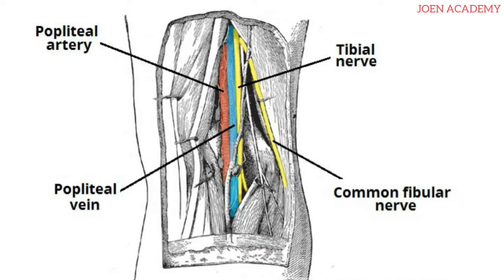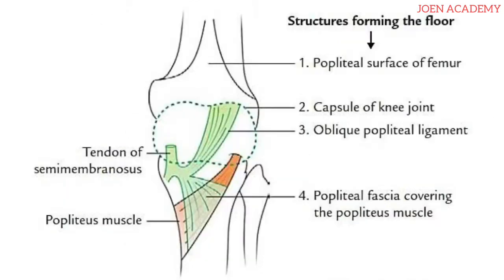Having talked about the borders of the Popliteal Fossa, let's discuss the contents of this area. But before then, I would like us to note that the floor of the Popliteal Fossa is formed by the posterior surface of the knee joint capsule, the popliteus muscle, and the posterior femur. Okay? As for the roof of the Popliteal Fossa, it is made of 2 layers, the popliteal fascia and the skin. The popliteal fascia is continuous with the fascia lata of the leg.